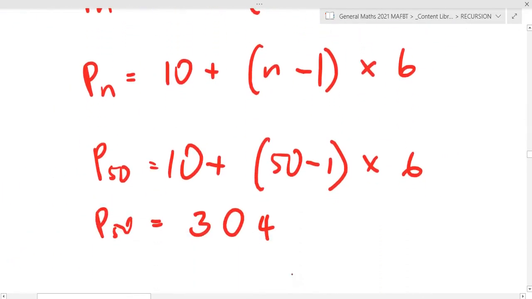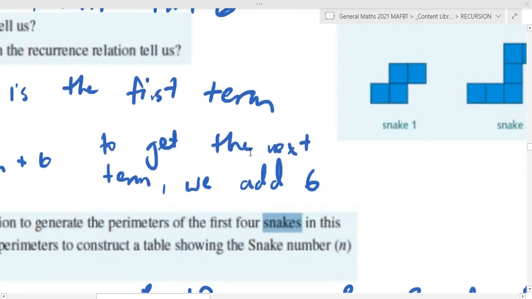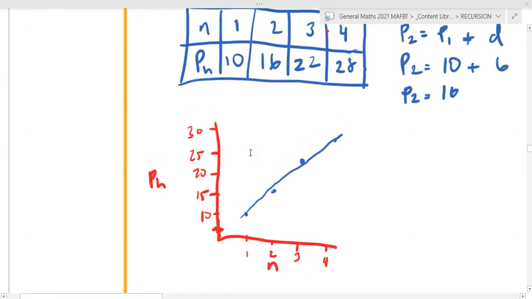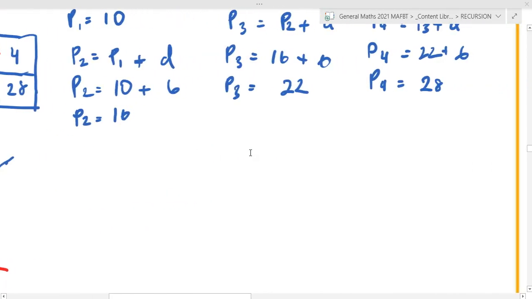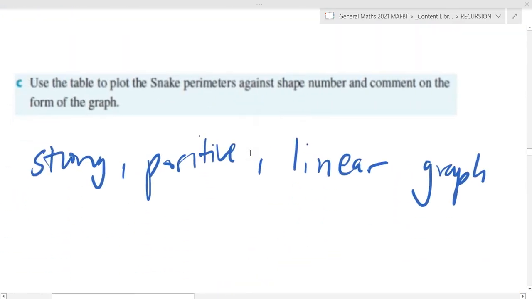So if you're able to do this, and every single other part here as well, creating the table of values, using that, and showing the working out like this, which is what they would want in a SAC, then you're good.